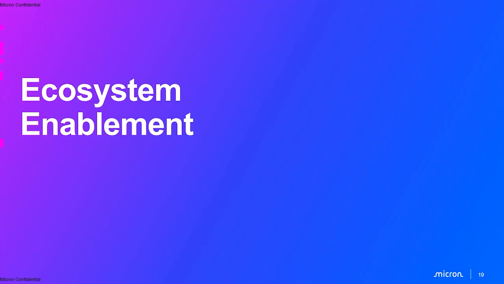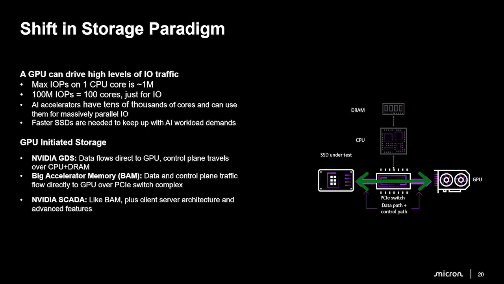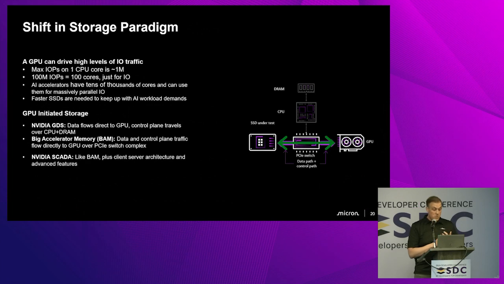And now I'm going to talk about the ecosystem enablement that we need to do. Because the GPU can drive so much more I/O to the SSDs, with the benefit of skipping the CPU, it seems like we need a drive that can do more transactions, even more than just our Gen 5, and even potentially Gen 6 and Gen 7, from a 4K perspective at least.